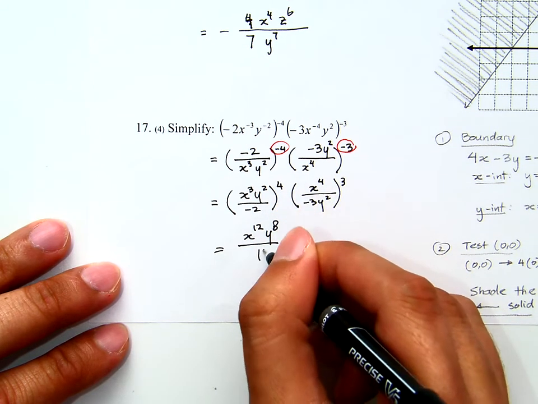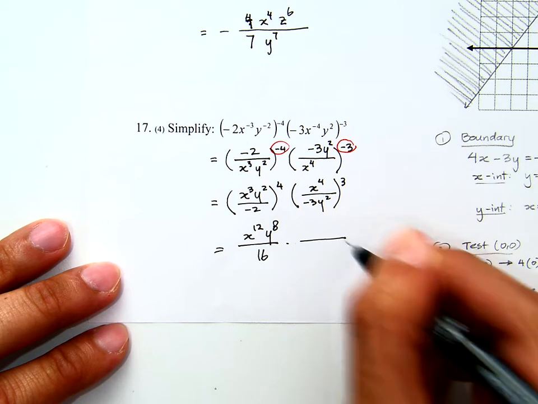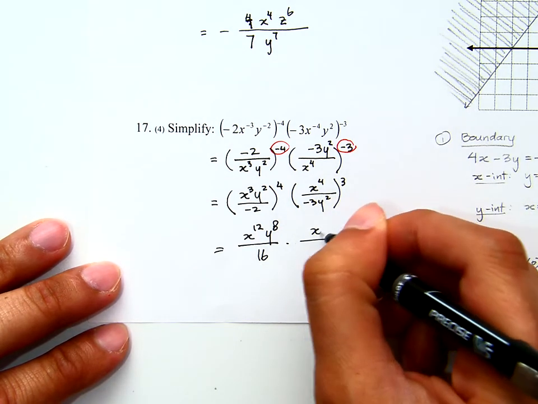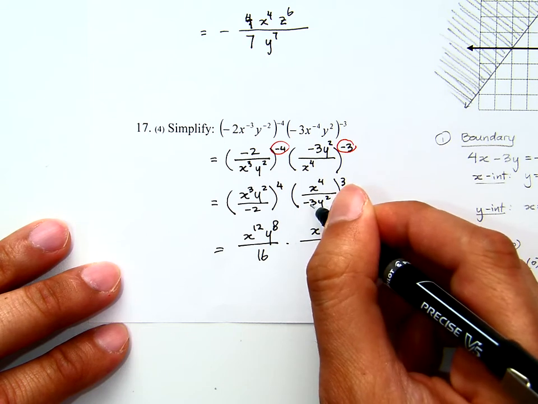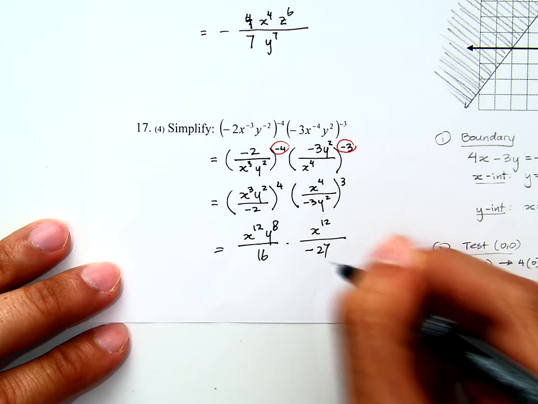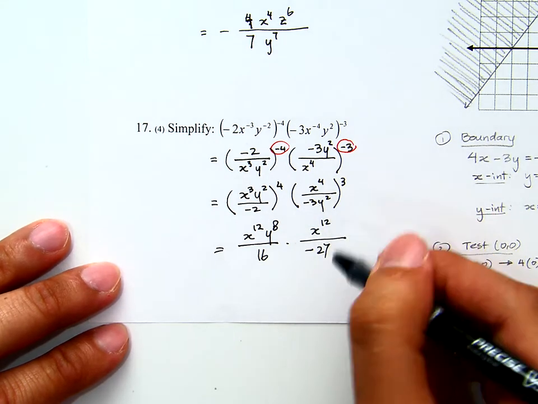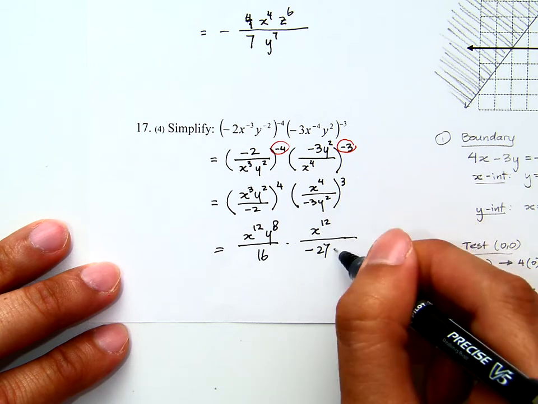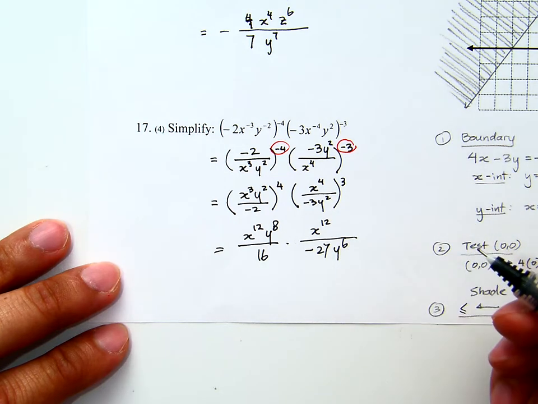2 to the 4th is 16, times x to the 4th cubed, which is x to the 12th. Negative to the power of 3 is negative. 3 to the power of 3 is 27. Basically, negative 3 cubed is negative 27. And then y squared cubed is y to the 6th.